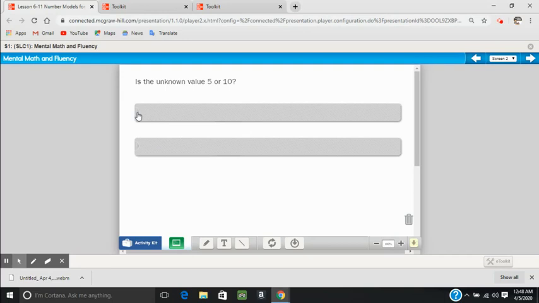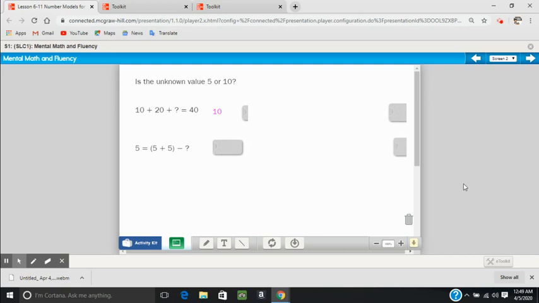Remember, your answers are either 5 or 10, so here we go. 10 plus 20 plus question mark equals 40. The answer there is 10. You should have said 10 plus 20 is 30, and 40 minus 30 is 10.